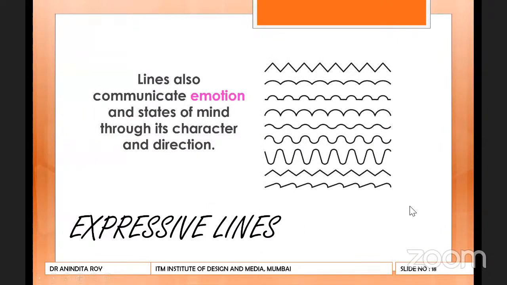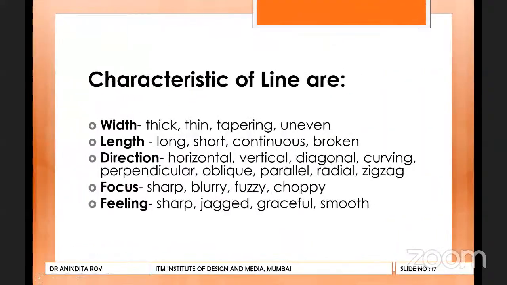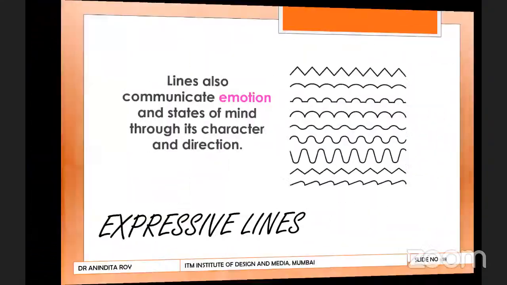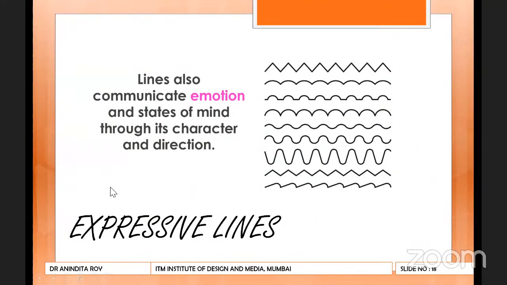Then, like I told you, lines communicate emotion and states of mind. How? Through their character and direction. Right? So we have just learned about the characters of line, right? And we have also learned about the direction of lines. Now we will see how these lines express emotions.